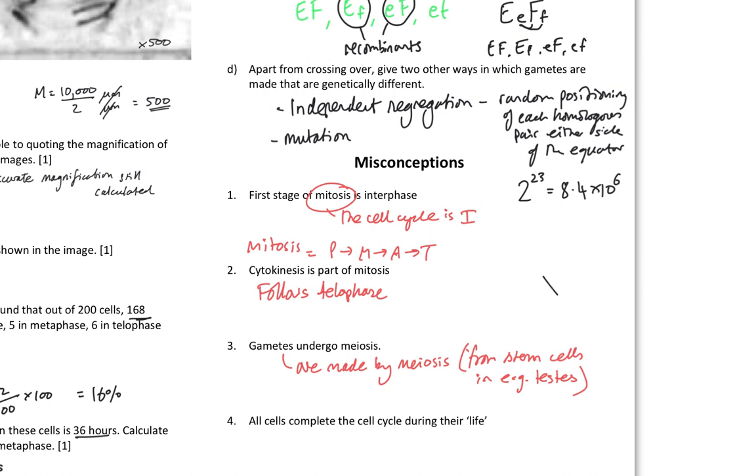And all cells complete the cell cycle during their life. No, they don't. Nerve cells don't. Nerve cells stay in G naught. That's an off branch of G1. So they just stay in G1 before the S phase. They grow to their full size in the G1 phase, and then they just get parked in G naught, because you don't want to replicate brain cells, as that will disturb the connections between the existing brain cells, and that's what memories and functions are.